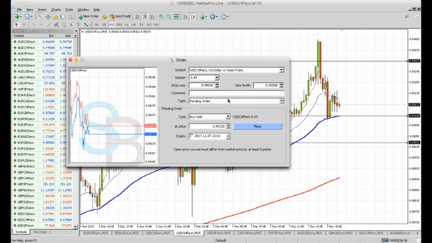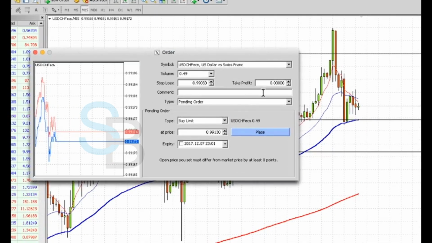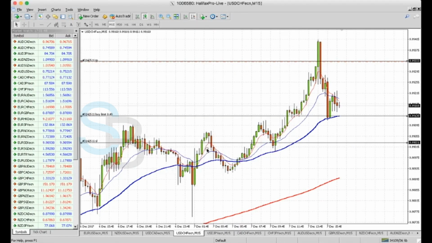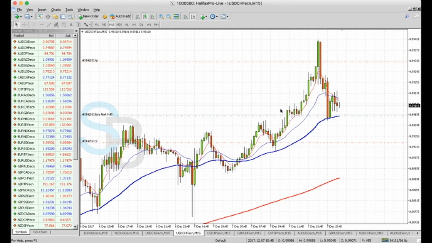Okay. And my profit target would be 20 pips above the entry price, which would be 9913 plus 20 pips, 9933. Place my order. There we go. So my order is in.